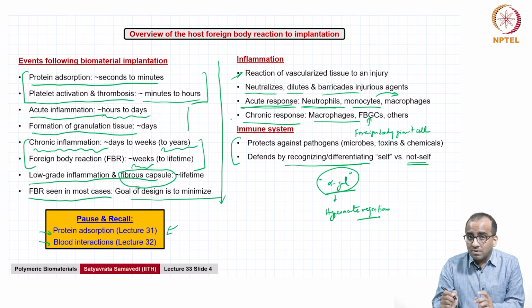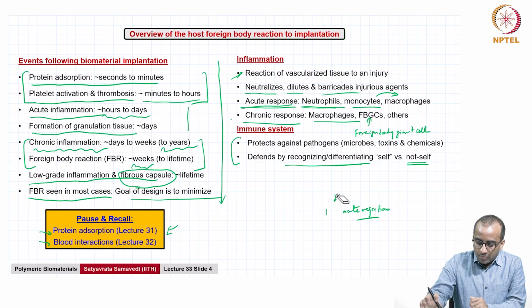So we will look at an example of this in the next lecture. But what we're trying to say here is that the immune system protects the body against invading pathogens, biomaterials, toxins, and chemicals.